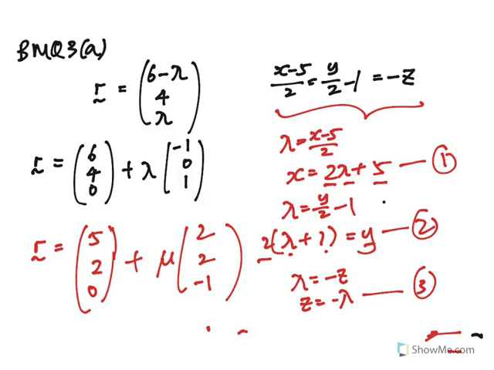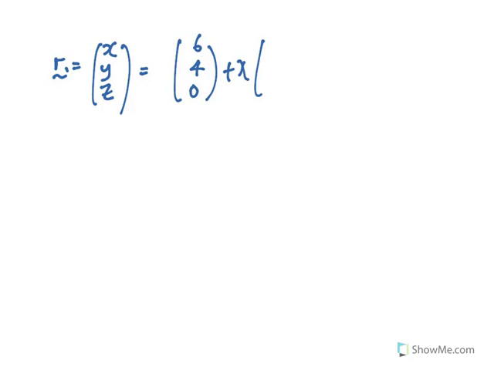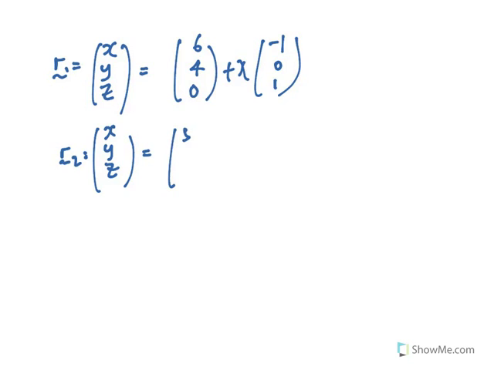If they have a point of intersection, it means there is a particular point for which this equation is equal to this equation. We know that r represents x, y, z. For the first line, r1 equals (6, 4, 0) plus lambda (negative 1, 0, 1). For the second equation, r2 equals (5, 2, 0) plus mu (2, 2, negative 1). So what does it mean?